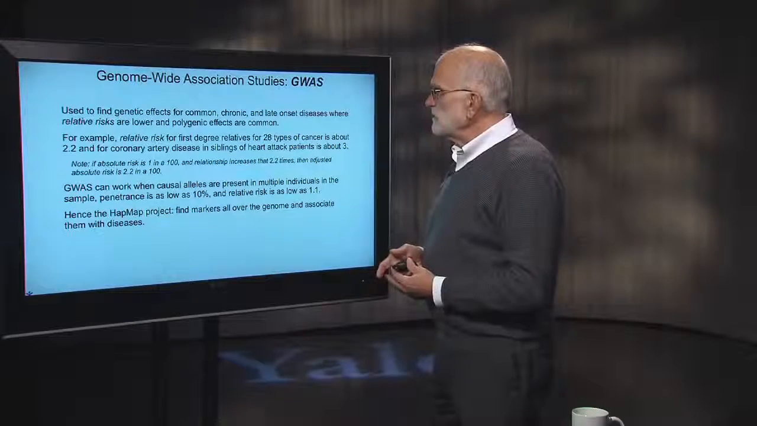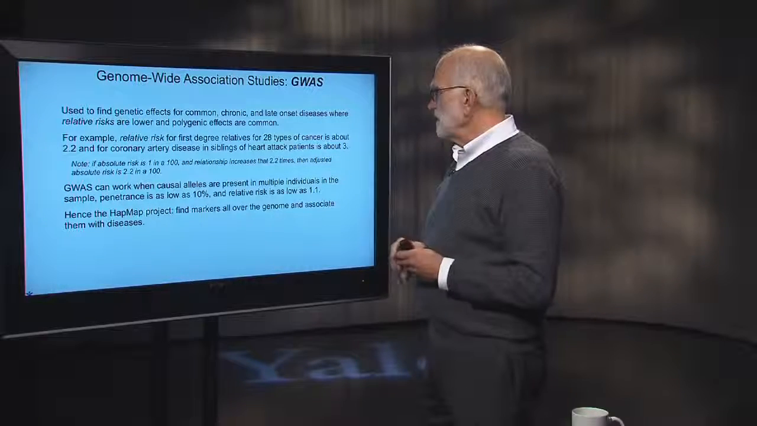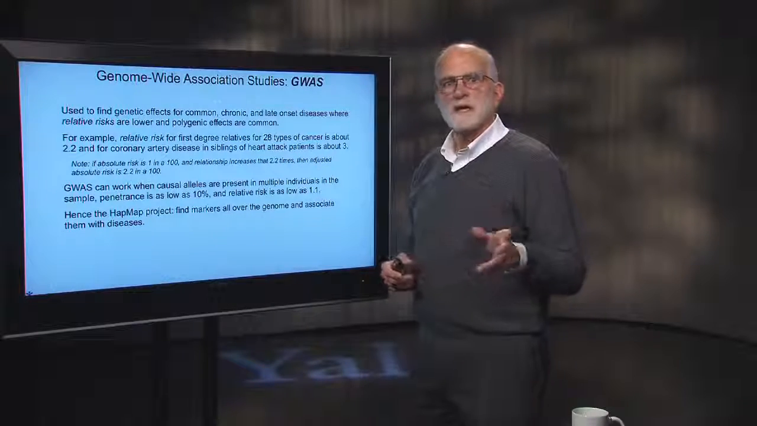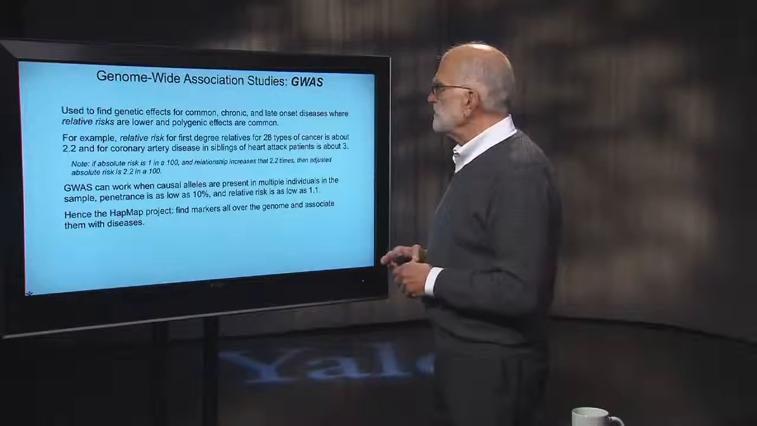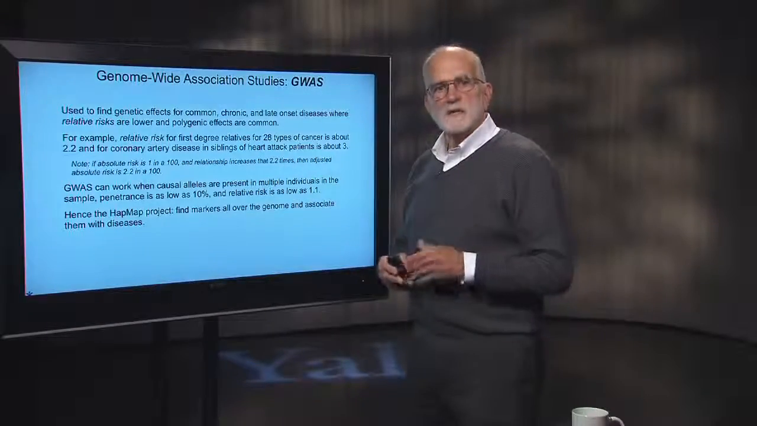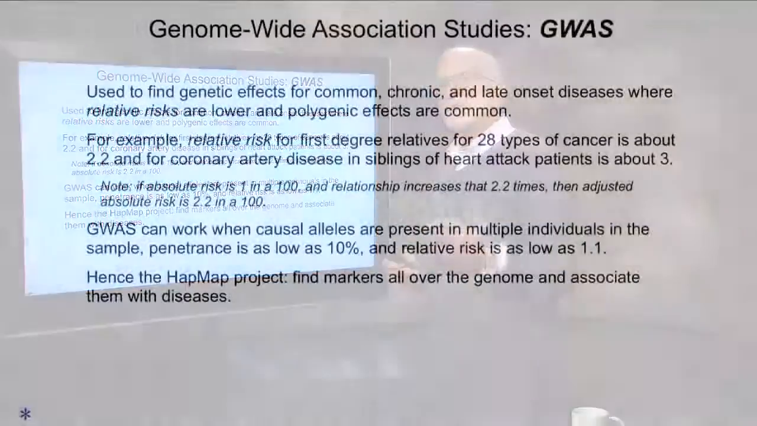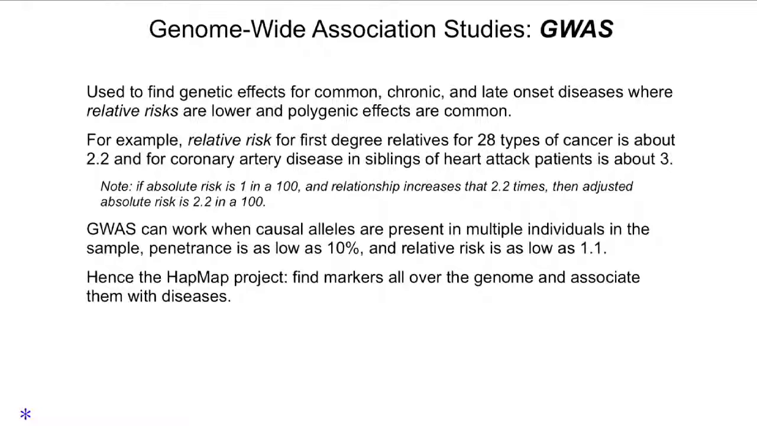For example, the relative risk for a first-degree relative for 28 kinds of cancer. That means that if mom or dad had cancer, how probable is it that you will have cancer? That's about 2.2. In other words, if one of your parents had cancer, then you are 2.2 times more likely to have cancer than a person just sampled at random from the population. And for coronary artery disease, if your brother has it, then you are about 3 times as likely to have it as some random person selected from the population.